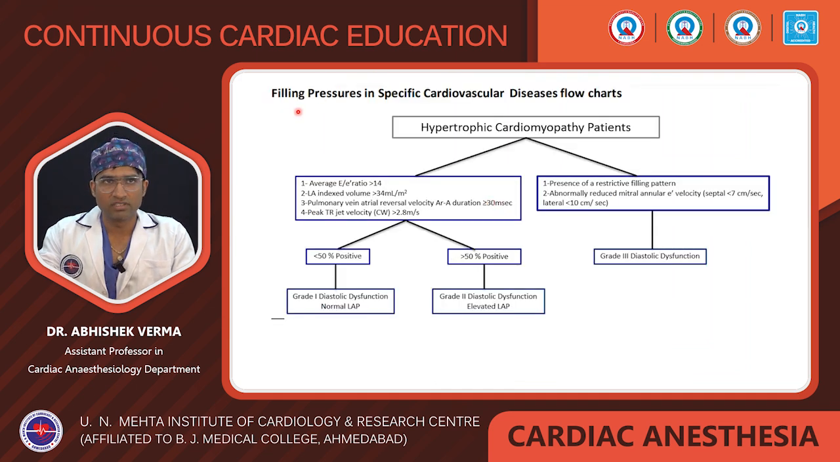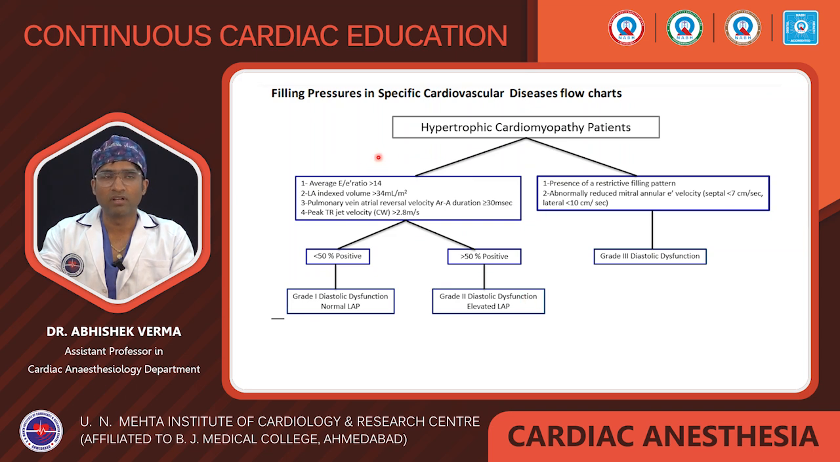Then on the filling basis also we can see in some specific cardiovascular disease like hypertrophic cardiomyopathy, in which the 3 criteria, E by E prime, LA volume index, peak TR velocity, are the same, but here the pulmonary vein atrial reversal velocity AR minus A duration of the mitral inflow, if it is more than 30 milliseconds, you can say diastolic dysfunction is present. And if less than 2 or 1 is positive, then we can say grade 1. And if more than 2 are positive, then it is a grade 2.